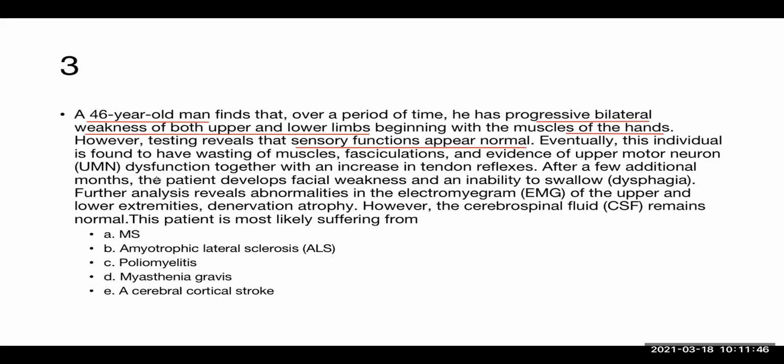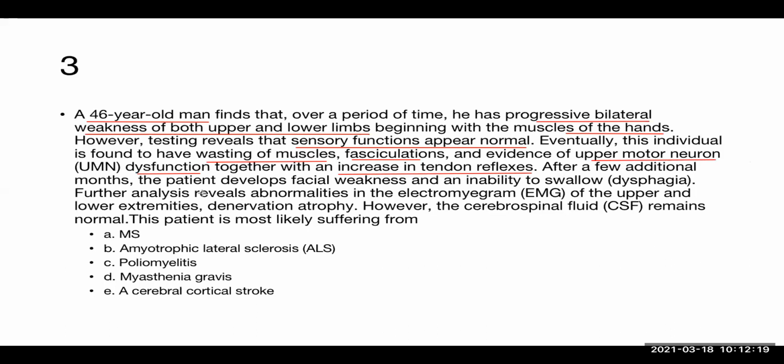Eventually, this individual is found to have wasting of the muscle, fasciculation, and evidence of upper motor neuron dysfunction. You see this? Fasciculation is a feature of lower motor neuron dysfunction. Remember that. Wasting of a muscle is also seen prominently in lower motor neuron disease. And there is upper motor neuron dysfunction as well, evident by increased tendon reflexes. So it is a combination of upper and lower motor neuron features together.